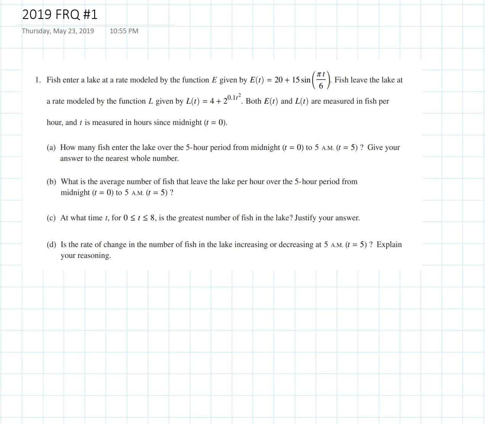So the question states: fish enter a lake at a rate modeled by the function E given by E of t equals 20 plus 15 sine of pi t over 6. Fish leave the lake at a rate modeled by the function L given by L of t equals 4 plus 2 to the 0.1 t squared. Both E of t and L of t are measured in fish per hour, and t is measured in hours since midnight.